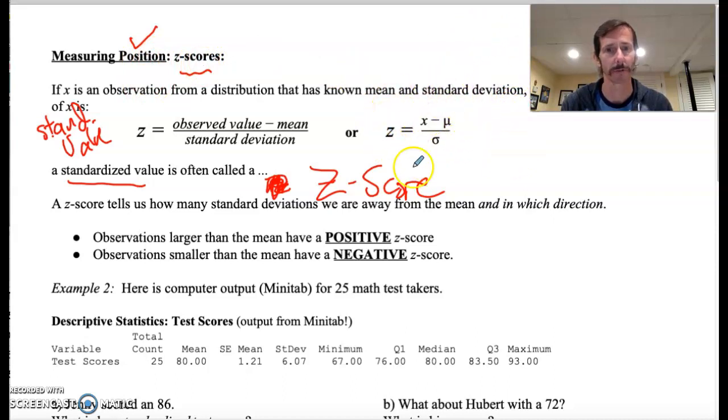This is the generic formula where x is your observed value, and this is the notation for mean and standard deviation. Not only does it tell you how far away in number of standard deviations you are from the mean, but it also tells you what direction. If you have a positive z-score, you have gone to the right of the mean, and if you have a negative z-score, you are to the left of the mean.